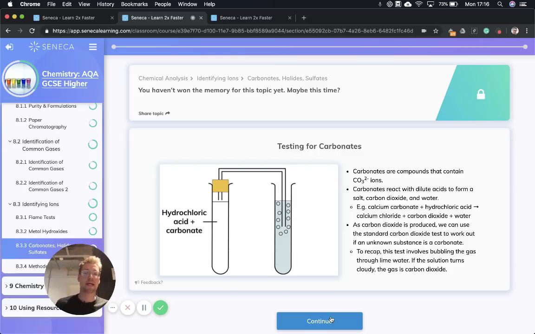So let's go. How do we test for carbonates? Carbonates are compounds that contain CO3 2- ions. Carbonates react with dilute acids to form a salt, carbon dioxide, and water. So it's going to effervesce. It's going to bubble and give off gas. Let's go through an example.